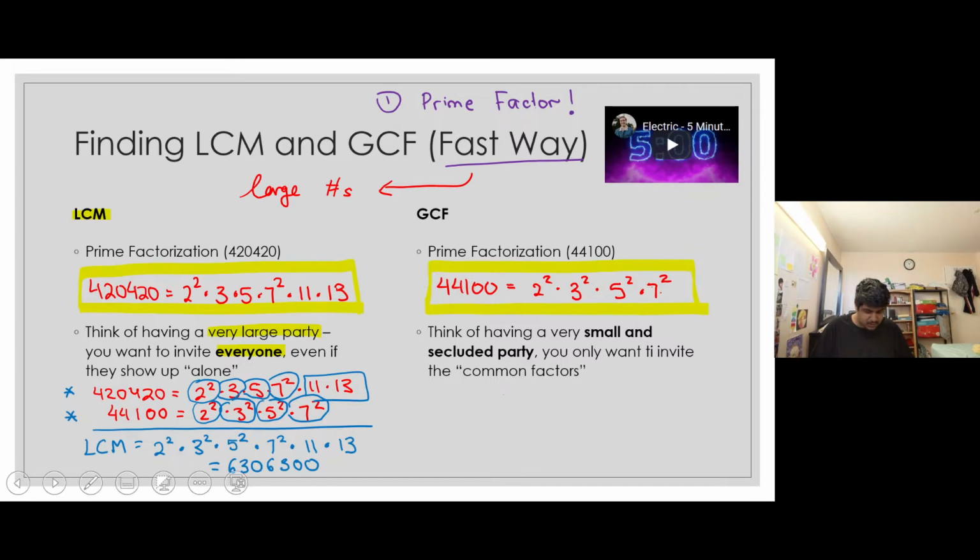Alright, now let's set up a similar scenario for the GCF. So first of all, I have the strenuous task of writing out all of the prime factors again, so let's do that quickly.